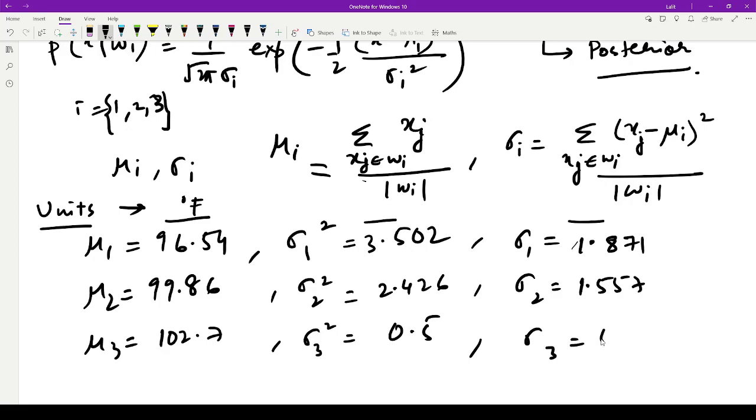Anyone? Or if you can say what should be the unit of the standard deviation sigma, then it's easy to get the units for variance. What should be the unit for the standard deviation sigma? Should also be in degree Fahrenheit, right? Everyone agrees?